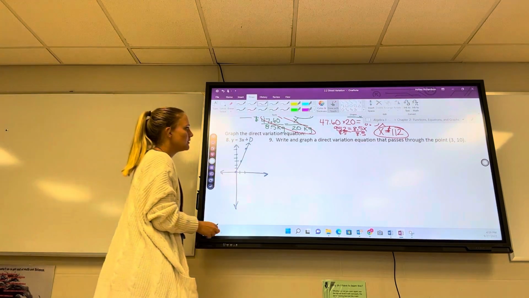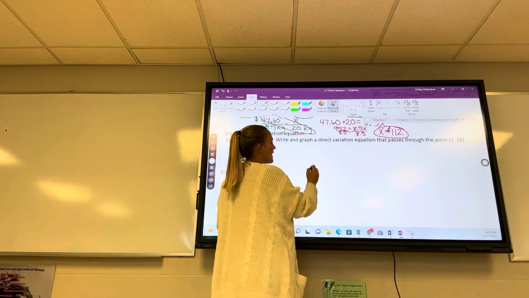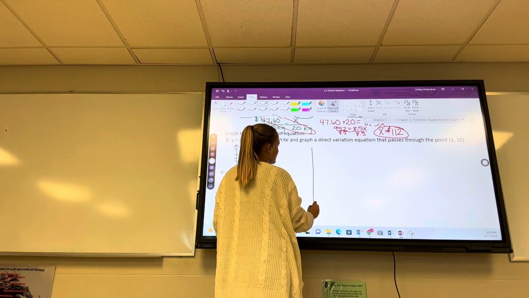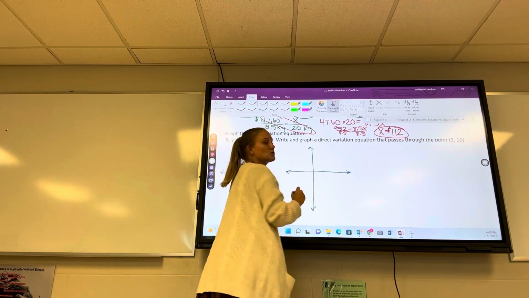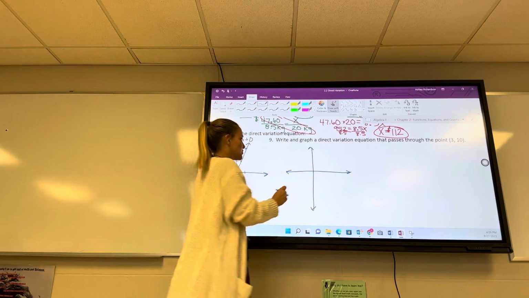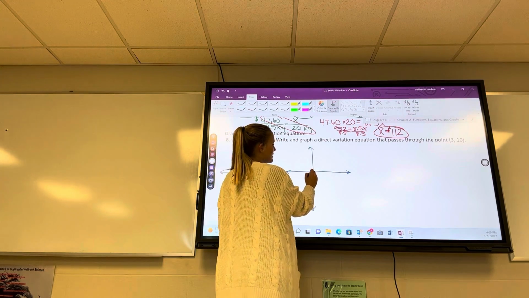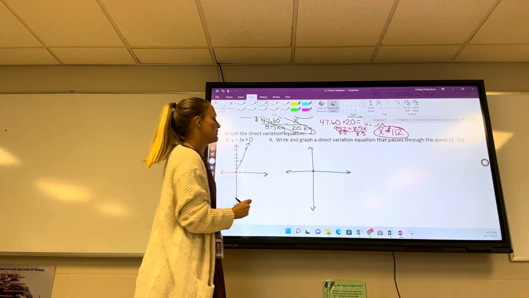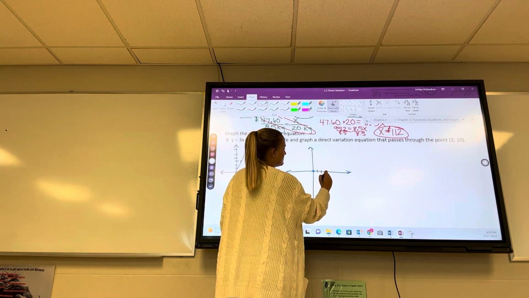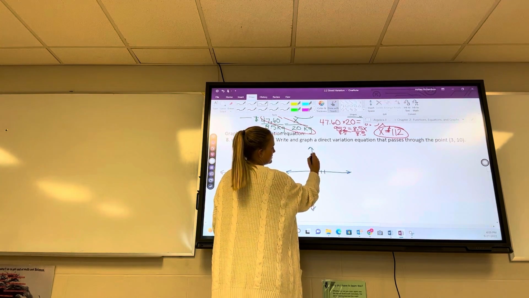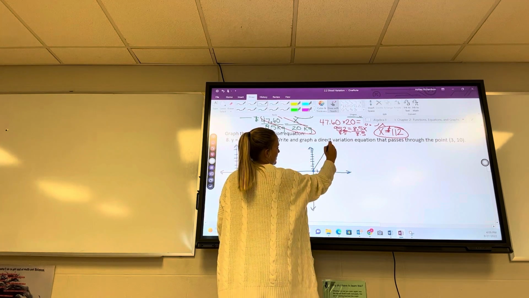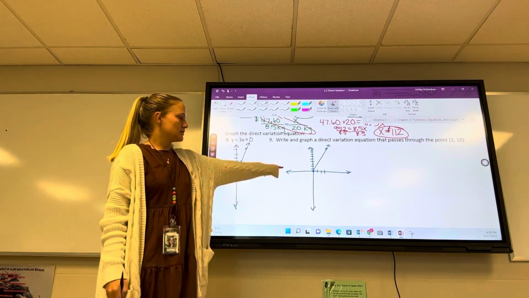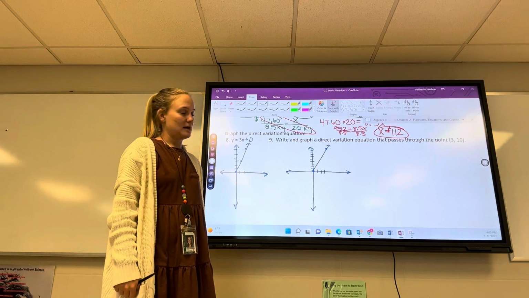For the next one, write and graph a direct variation equation that passes through the point (3, 10). Well, I know that a direct variation equation has to go through the origin, so I can put a point at (0, 0), and then it says it goes through the point (3, 10). So I'm going to go 1, 2, 3, and 1, 2, 3, 4, 5, 6, 7, 8, 9, 10 to (3, 10) and put a point, and that would be my graph. It has to go through (0, 0), and it has to go through (3, 10).